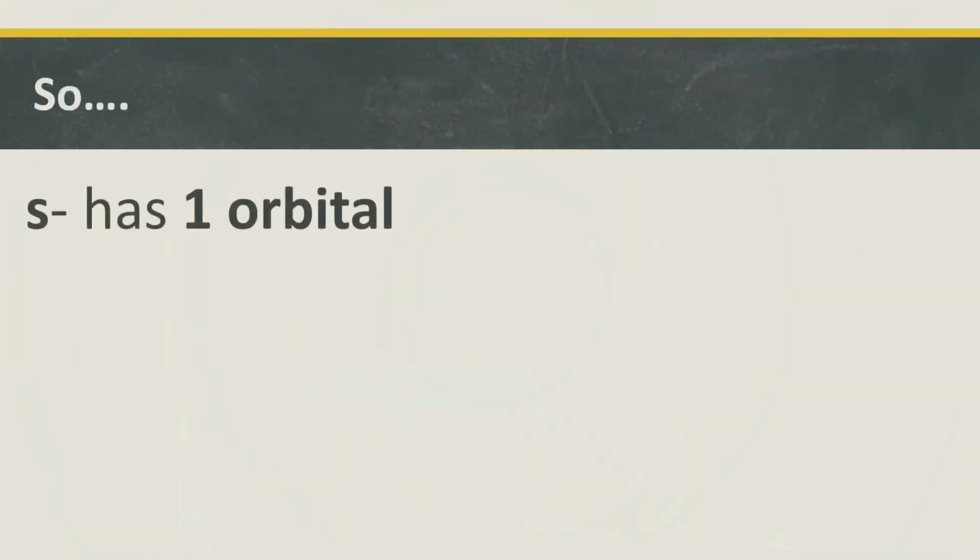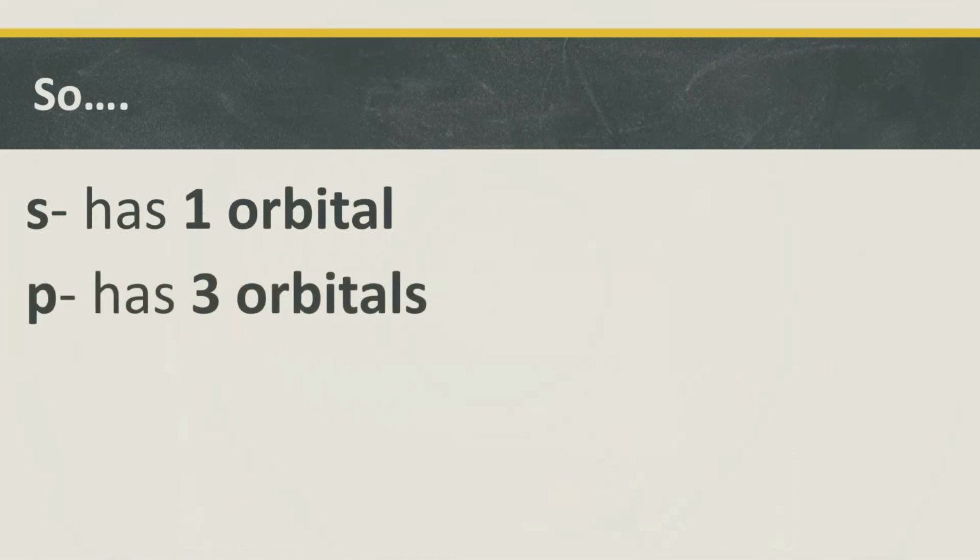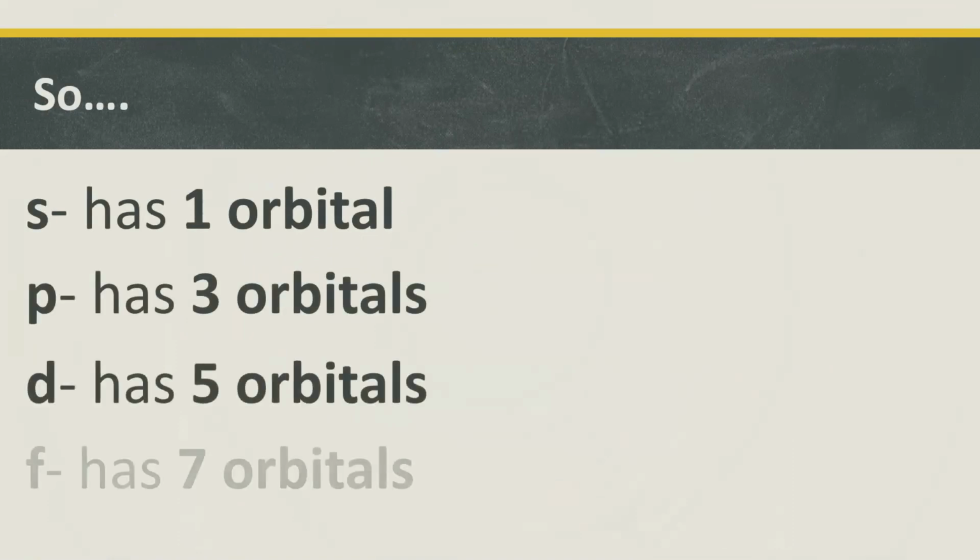So the best way I can tell you to memorize this is s has 1, p has 3, d has 5, f has 7. The magnetic quantum number tells you the number of orbitals and orientations around the nucleus. s1, p3, d5, f7. s, p, d, f: 1, 3, 5, 7. If you can remember that, you're good to go.